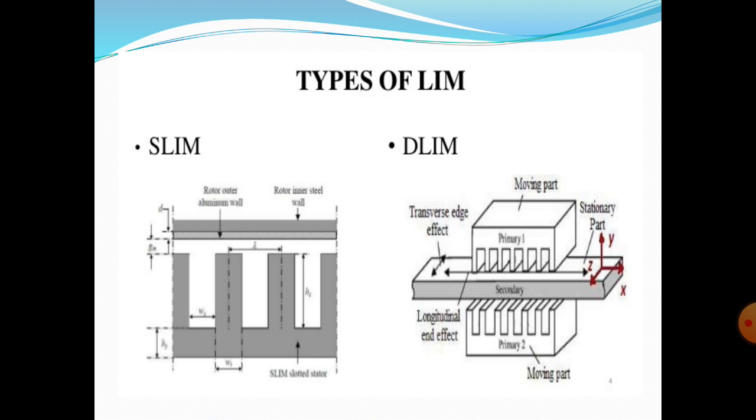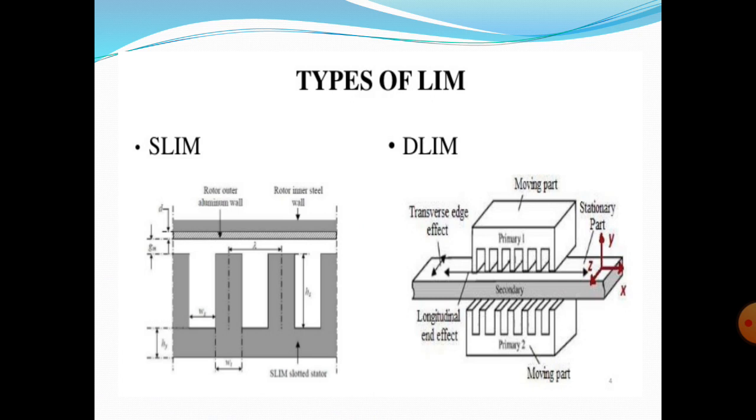Construction-wise, there are two different types of LIM. The first one is single-ended, that means a single-sided linear induction motor. The next one is the double-sided linear induction motor. A single-sided linear induction motor consists of only one primary winding and one secondary conductor.